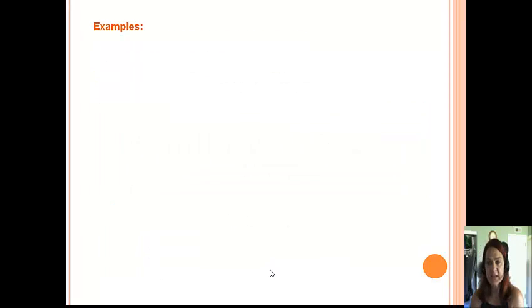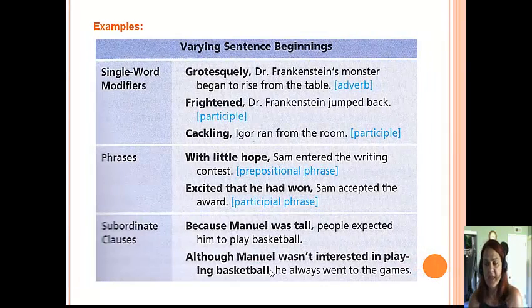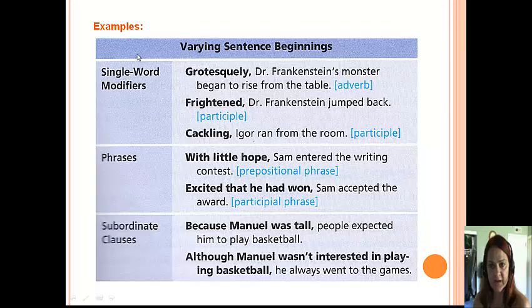So now this example is from your book. I'm not going to read through each of them, but it gives you examples of single word modifiers. Here you have an adverb and a couple participles. You have phrases that can start your sentence. And here we have a prepositional phrase and a participial phrase. And then we have a couple examples of subordinate clauses. But when I ask you to edit your writing, one of the things I want you to look at is that you are varying your sentence beginnings. And there are three ways right here that you can vary your sentence beginnings. So you need to have this in your notes for easy reference.